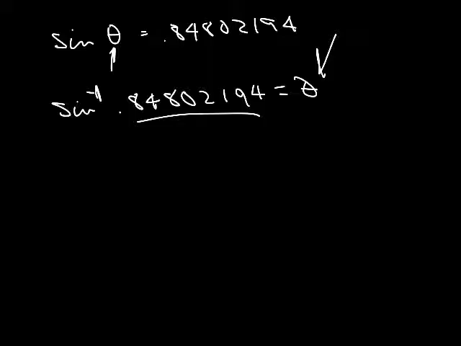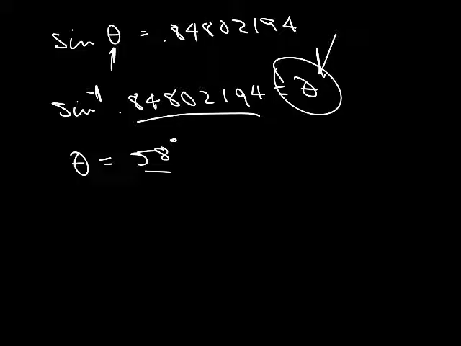0.8480, and I'm going to take the arcsine, and that gives me about 58 degrees. So theta is about 58 degrees approximately. It's always going to be approximate. And it's 58 degrees, because it says find a value of theta that is between 0 and 90. We don't want a number bigger than 90.